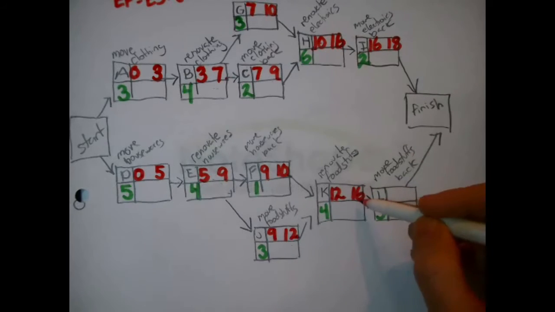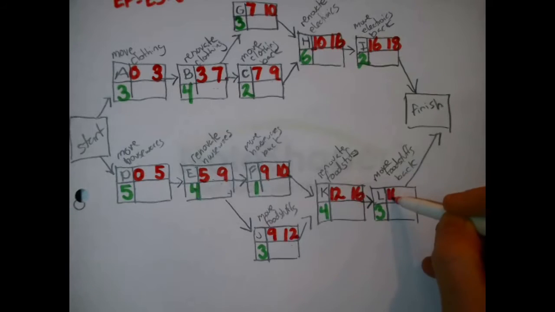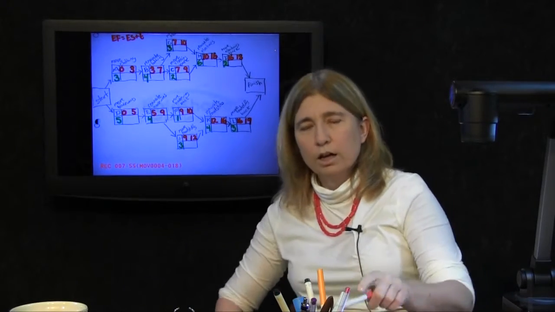L is waiting on K to finish, so it could start at the earliest in 16 days. 16 plus 3, that means the early finish time for the task called L is 19 days. Those are the early start, early finish times for Megamart. Now, the question we were working on asked about the completion time, right? How do you find the completion time?